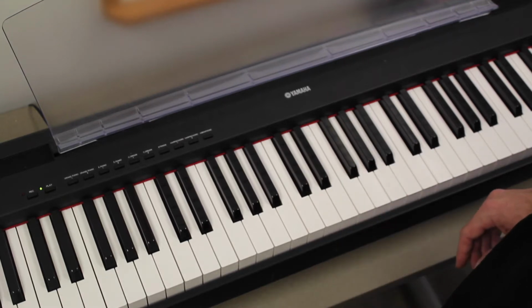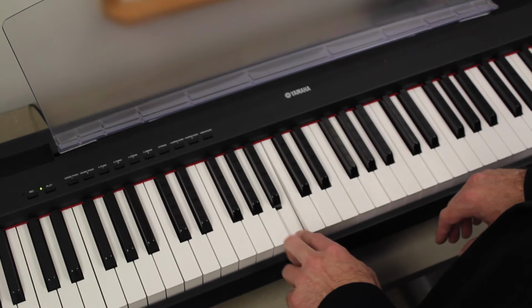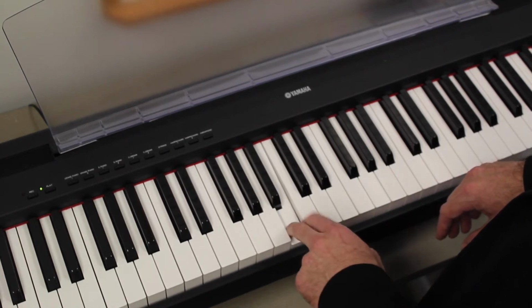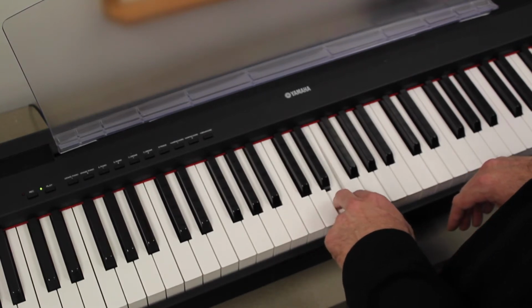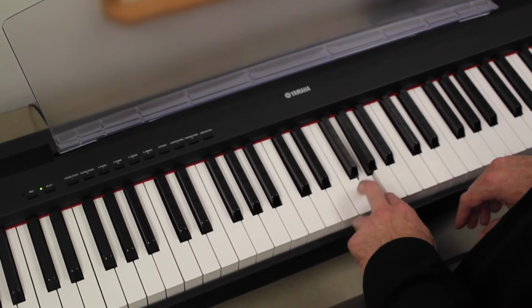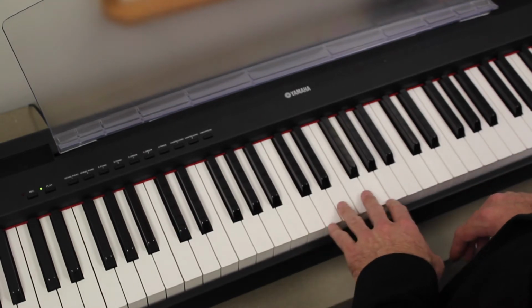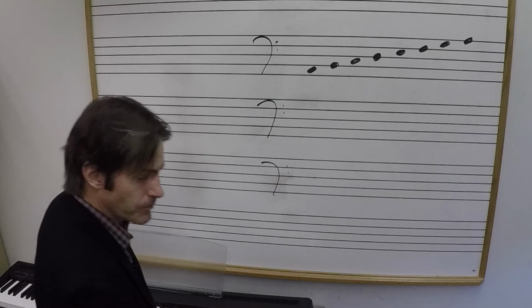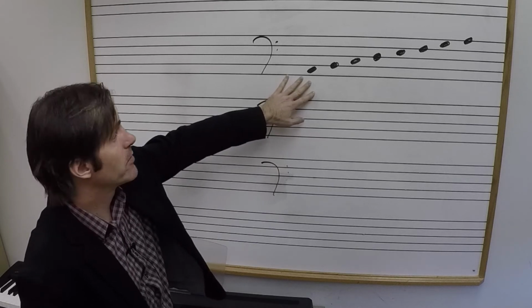The pattern for the natural minor scale will be whole step, half step, whole step, whole step, half step, whole step, whole step. Okay? So if we look at that pattern as it's written on the board, you're going to see I've written it here. This is the natural minor scale.